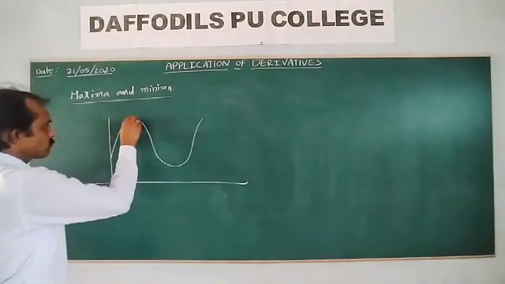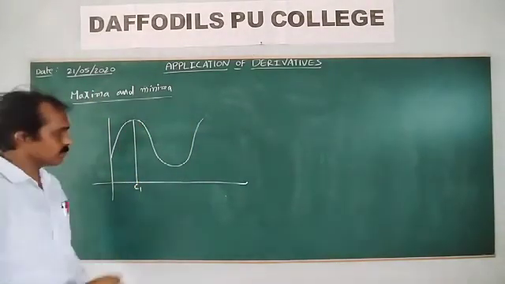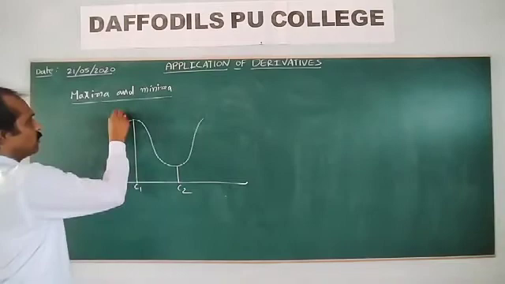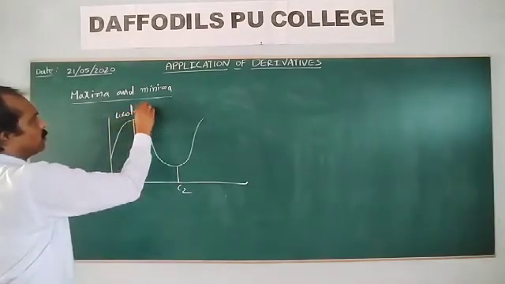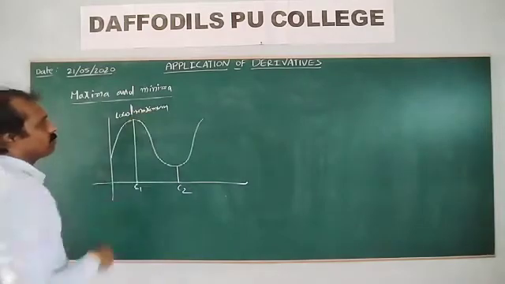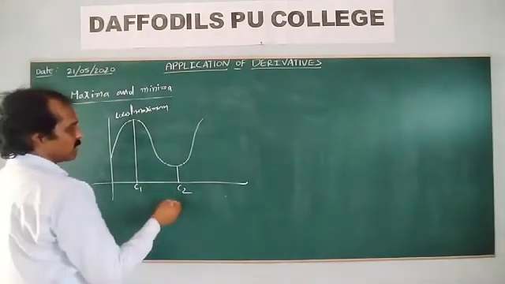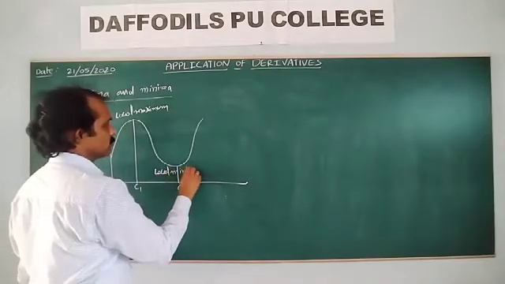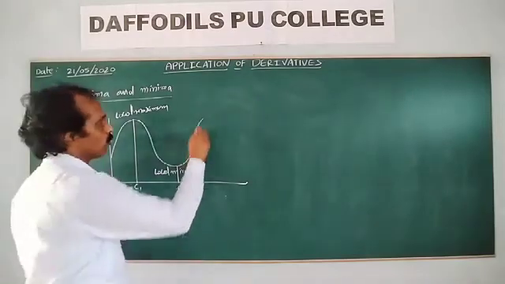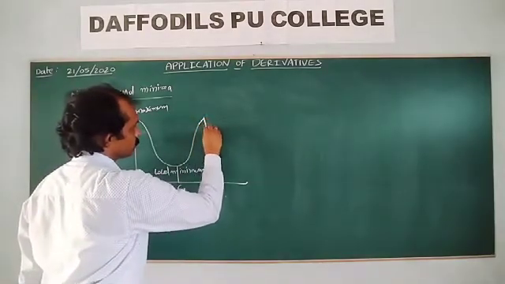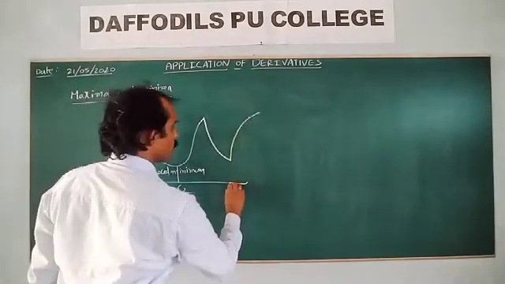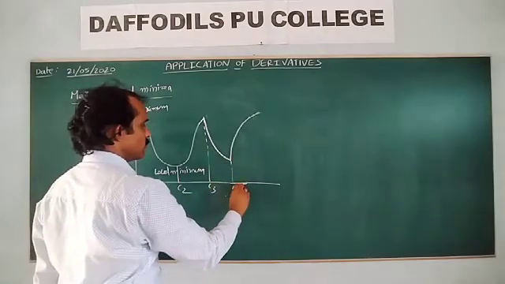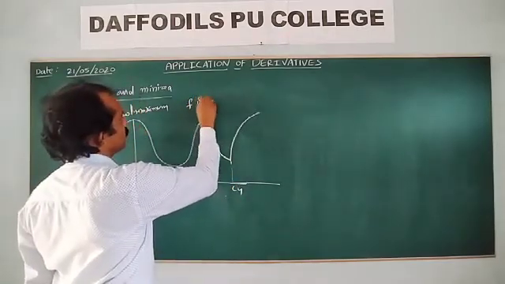So what is this one? Suppose points C1, C2. So what is this point? C1 is the local maximum value. At C2 this is a local minimum value. Local minimum value. C3, C4: f is not differentiable here.